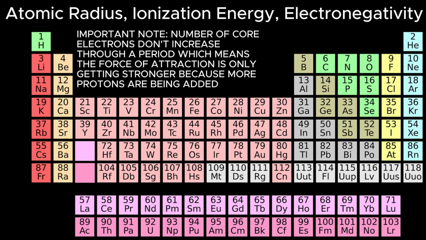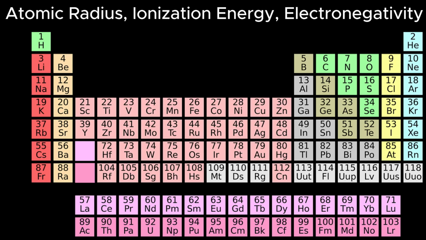Now, when magnesium feels a force of 2 protons, it's going to get pulled in more. The atomic size is going to decrease because the force of attraction is stronger. So, magnesium is going to pull the valence electron in more.